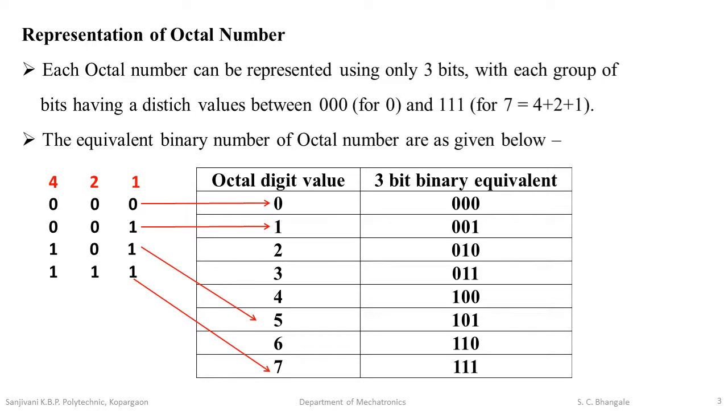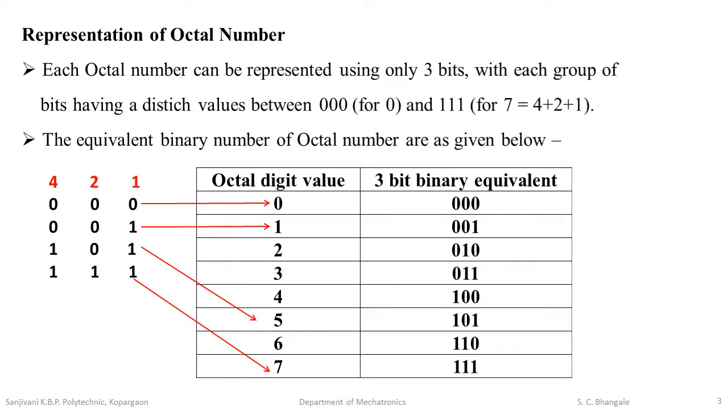See here, with the red pen we have written 1, 2, 4. Suppose for the digit 0 we have to write down the binary equivalent number. So we have considered 0, 0, 0. Okay. Now suppose for octal digit 1 we have to write down the binary equivalent. How can we calculate this? The binary equivalent is 0, 0, 1. But how can we calculate this?